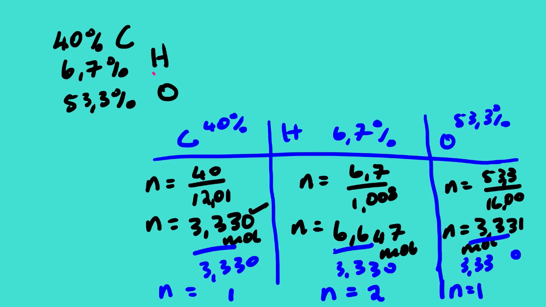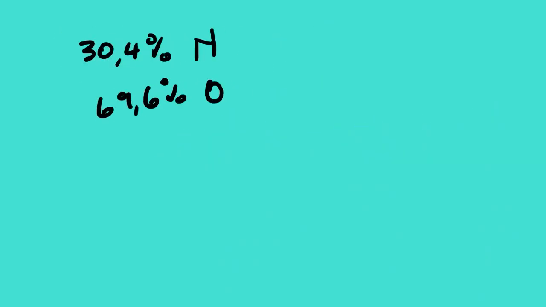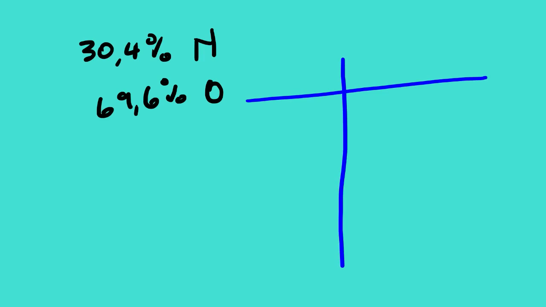So the empirical formula for this compound will be C1H2O1. I hope you got it correct. For the sake of practicing, let us look at another 2 examples. Now pause the video and try to work out this question and play the video to verify.